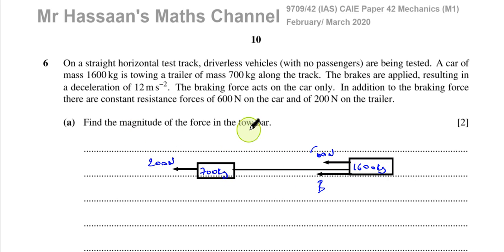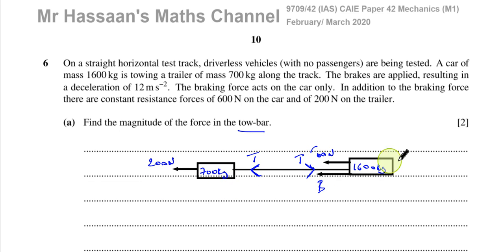But a tow bar is a rigid object. It doesn't bend, nor does it buckle. So when the brake is applied, what stops the car and the trailer from colliding? Well, the thrust in the tow bar, which now acts in the opposite direction, keeping them apart from each other. So the tension now becomes a thrust, but I'll still call it T. That's the force in the tow bar, keeping them apart from each other now.